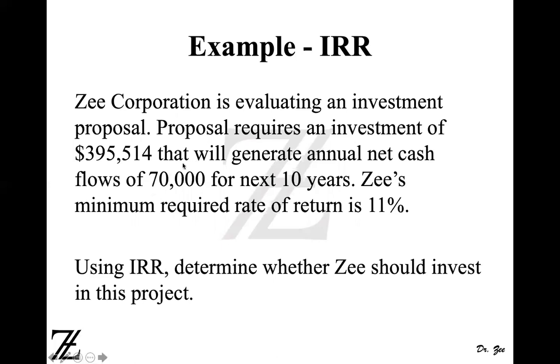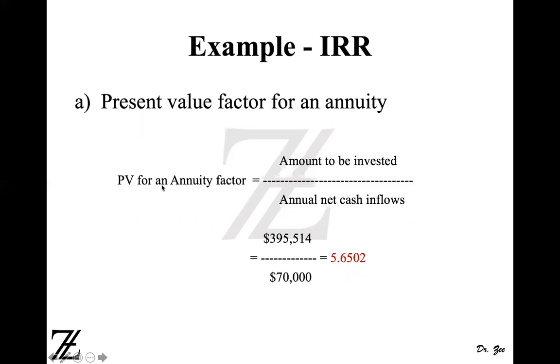Okay. So here it says that the initial investment is $395,514, and then the annual net cash inflows are $70,000. So the formula says you divide the investment by the net annual cash inflows. So amount to be invested, $395,514 divided by 70,000. This gives you 5.6502. Now this is the present value of an annuity factor, right? And now you're going to go backwards using the table to calculate the interest rate or the IRR.